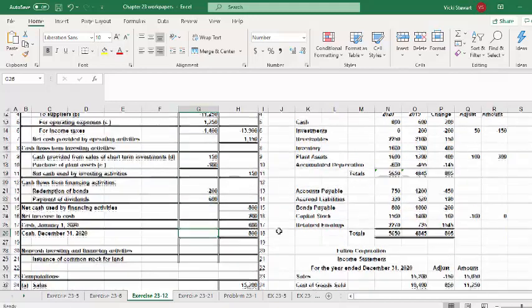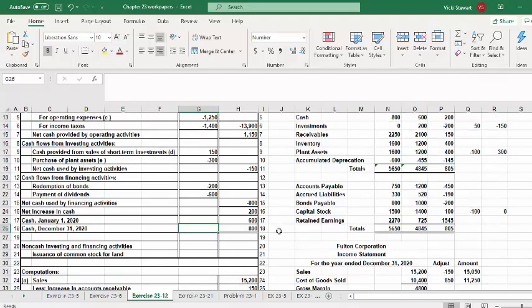And then we have one item that we need to list as our non-cash investing and financing activity, and that was the exchange of the $100 of capital stock for the plant assets. So we would list that as issuance of common stock for land at $100. And that is the conclusion of the demonstration for exercise 2312B.